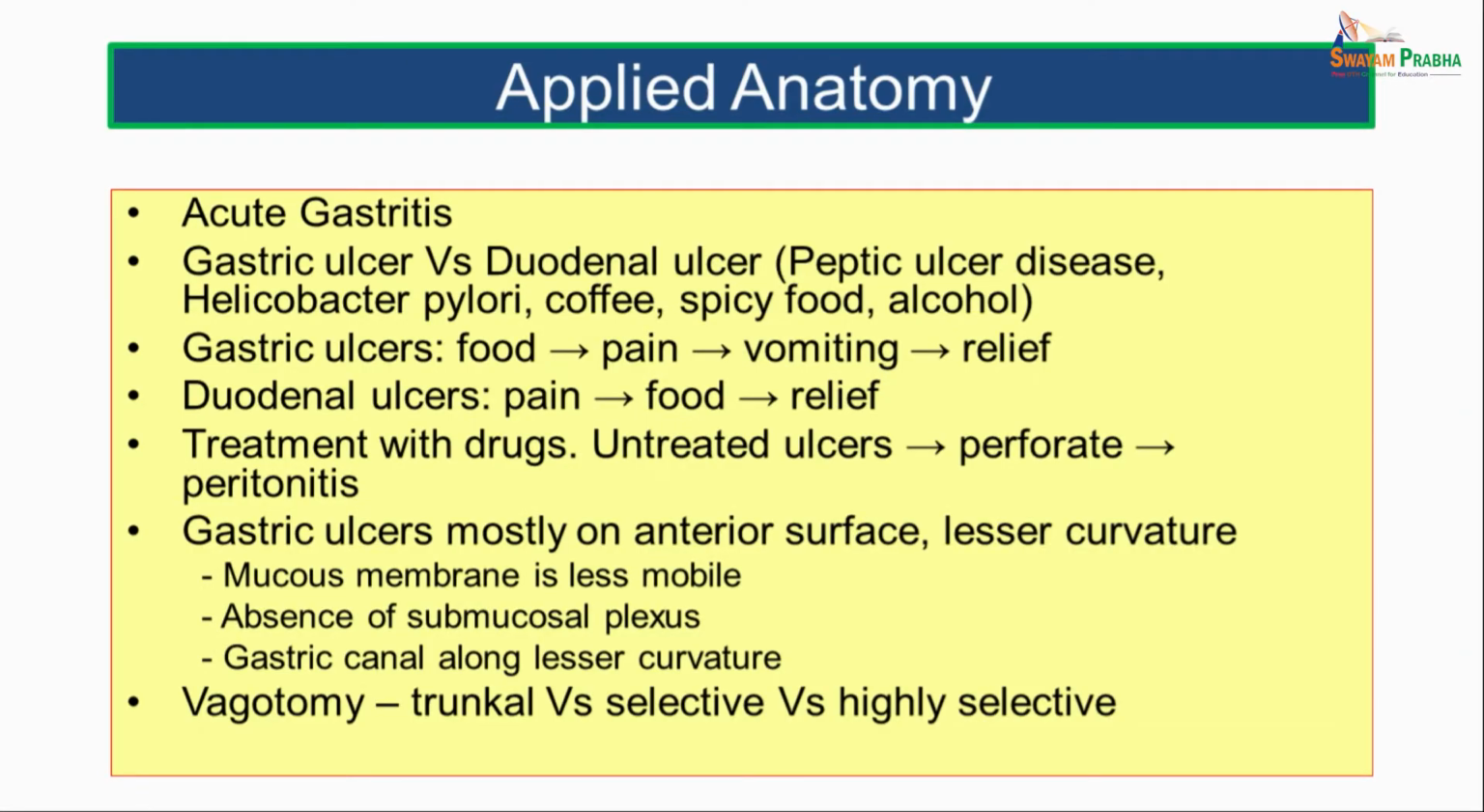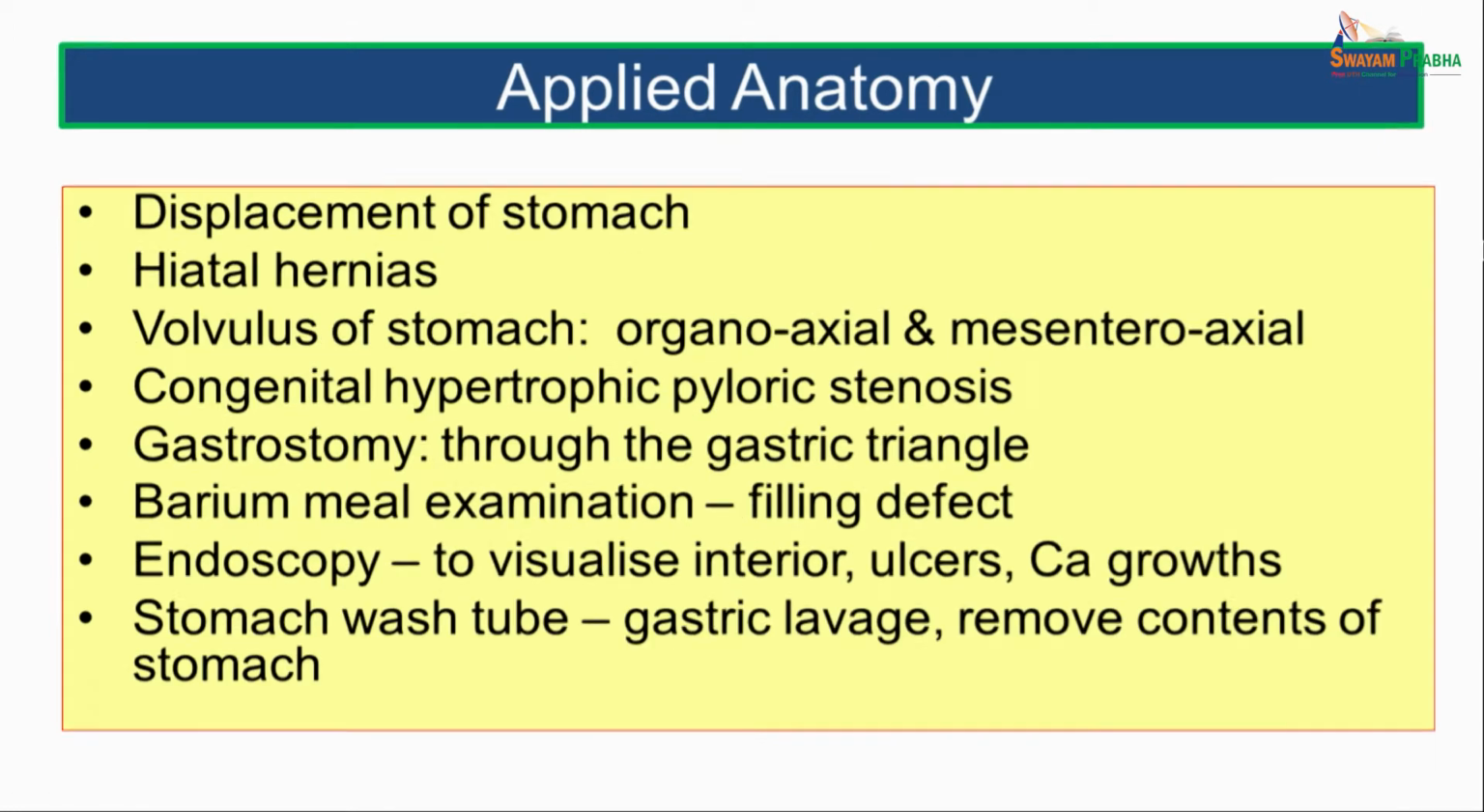What is done nowadays is a highly selective vagotomy, where the specific nerve endings of the acid secreting areas of the stomach are ligated. These are the three types of vagotomy surgeries: the truncal vagotomy, the selective vagotomy and the highly selective vagotomy. The next point is displacement of the stomach.